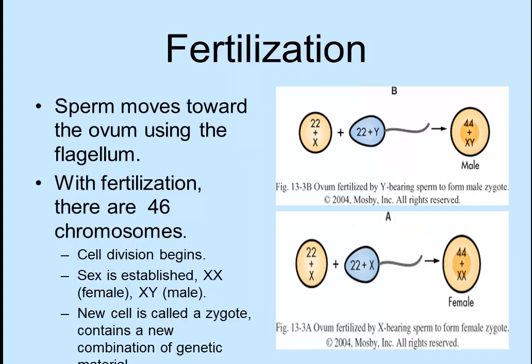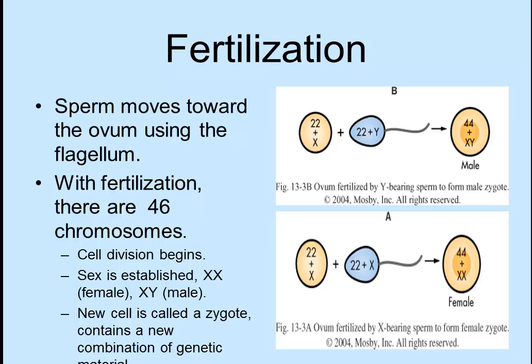Fertilization. Fertilization occurs when a sperm moves toward the ovum using its flagellum, and you can see that we have 22 chromosomes from dad plus 1 sex chromosome, and then we have 22 chromosomes from mom plus one sex chromosome. Now we know that mom is going to give us an X chromosome. And we know that dad is going to give us either an X or a Y. So that will decide if we have a male or a female.